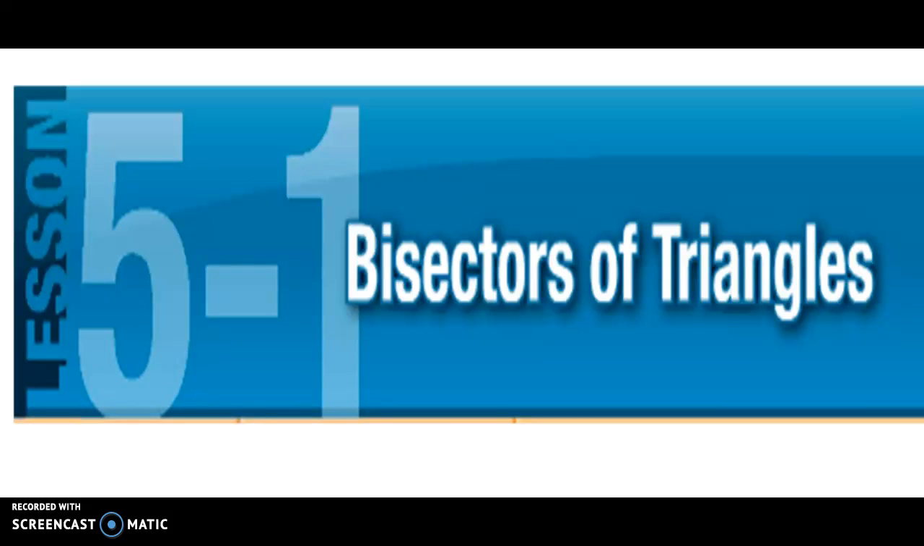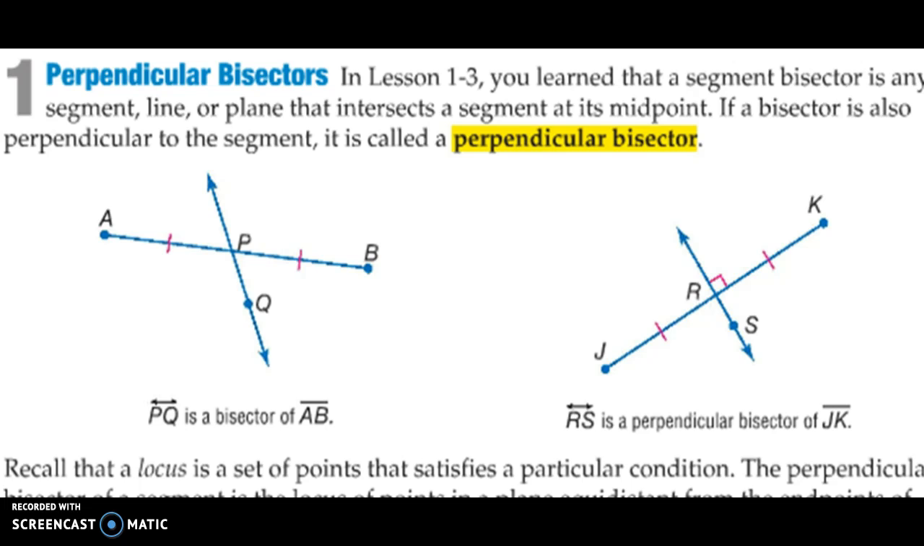Today we're going to be talking about section 5.1, which is on bisectors of triangles. First thing we're going to talk about is perpendicular bisector. Now, perpendicular means that it's going to create a right angle. We've talked about perpendicular already. Bisector: bi means two, sector is sections. So two sections that are going to be equal.